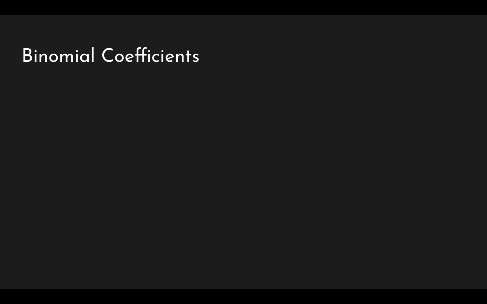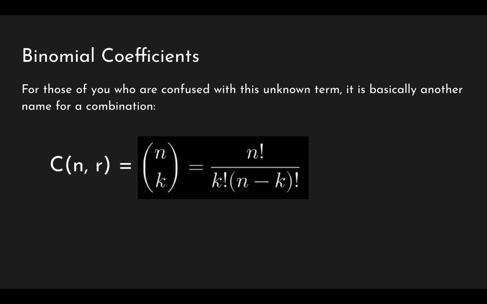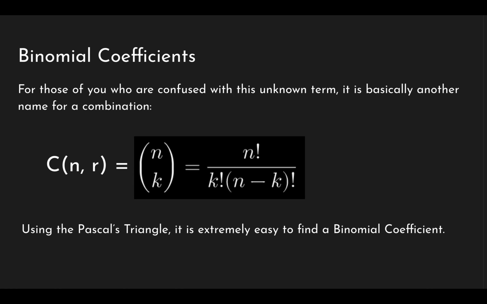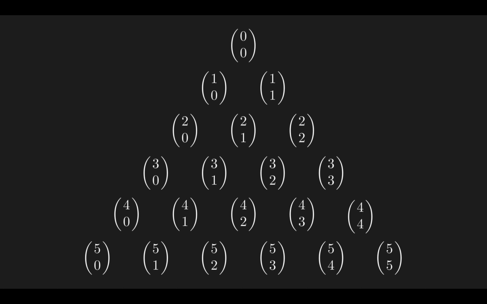Now, binomial coefficients. For those of you who are confused with this unknown term, it's basically another name for a combination. So, combination of n, r; well, in that image I got n, k, but close enough. You get the formula n factorial over k factorial times, all in parentheses, n minus k factorial. Using Pascal's triangle, it is extremely easy to find a binomial coefficient. Here's how. We get Pascal's triangle, and each term corresponds with the binomial coefficient.